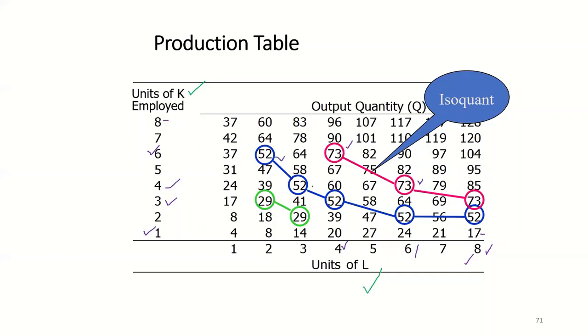Similarly for another output level, there is another curve. You might be able to spot a few more. Any other points here?